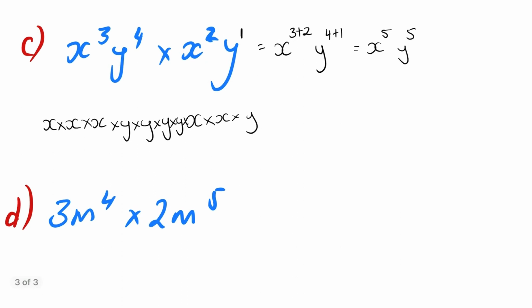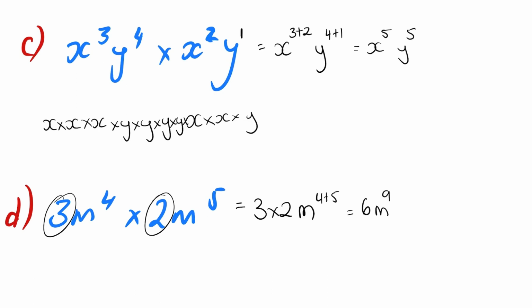Now, our last one is the last type we'll come across. What we've got here is, see this 3 and 2? They're not the same base, and that means we have to multiply these because they're not the same base. But we keep the m because it is a common base in both. All right, so then we add our powers, so 4 plus 5. So 3 times 2 is 6, m to the 9. And that is as simple as it gets.